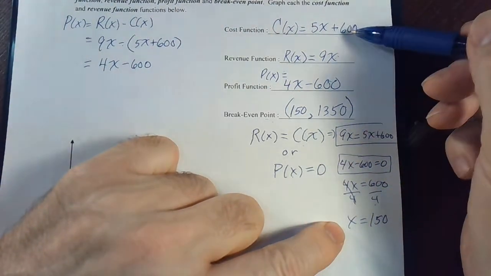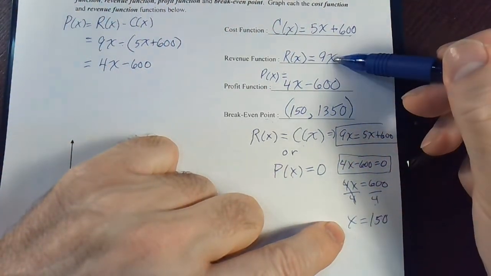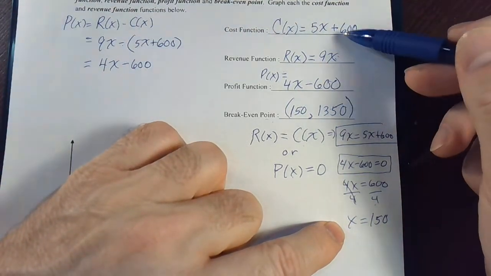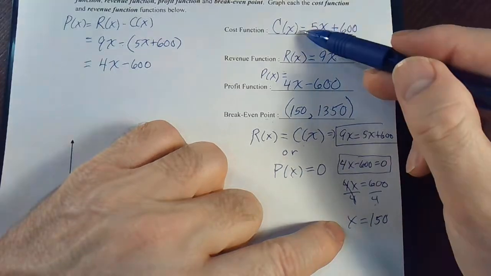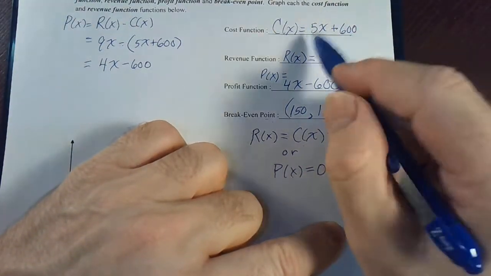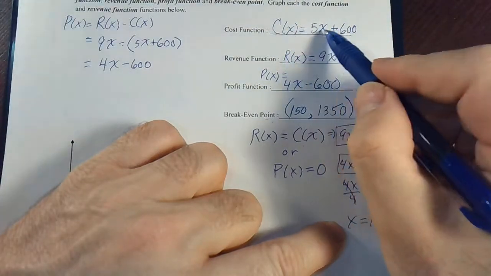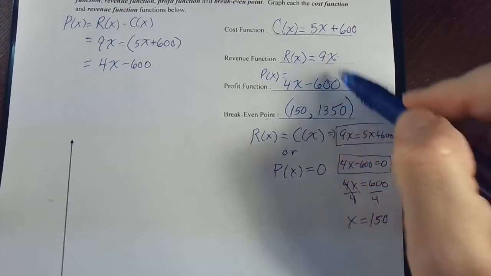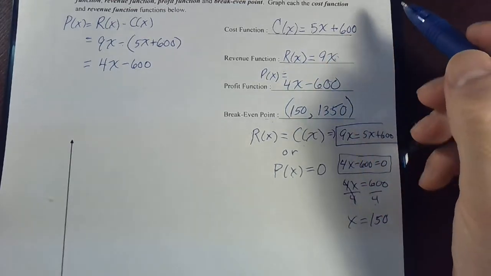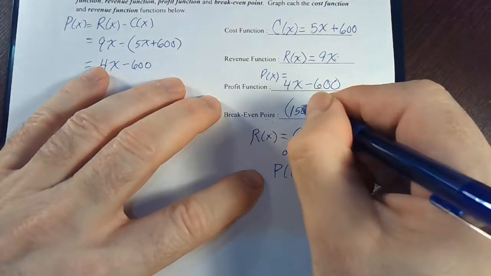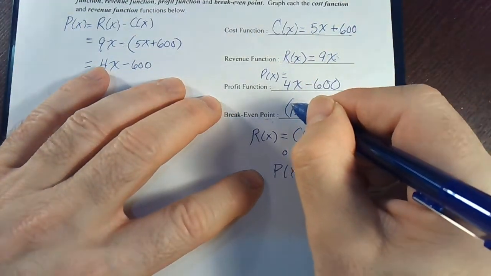And notice if you plug it in here as well, since it's a break-even point, if you bring in $1,350 in revenue, your outgo, your cost, would be $1,350 as well. If you plug in 150 in this function, you'll get 5 times 150, which is 750, plus 600, which is 1350.